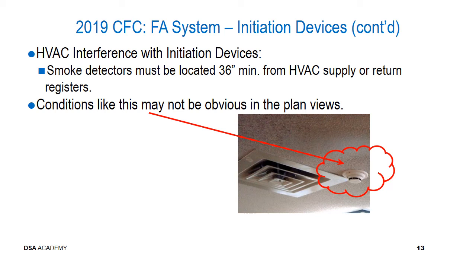Spacing should comply with the manufacturer's installation instructions and listings and the DSA-approved plans. Headers or other obstructions, such as automatic door closers and mechanical registers, affect placement. Remember that smoke detectors are required to be located 36 inches minimum away from any air supply or return registers.